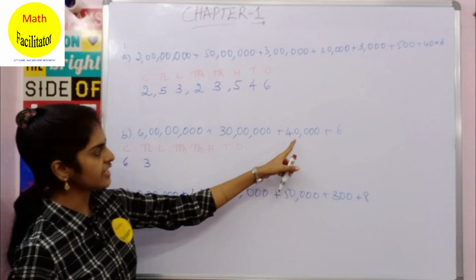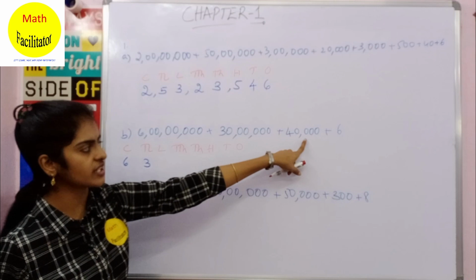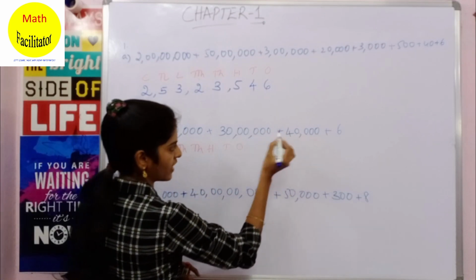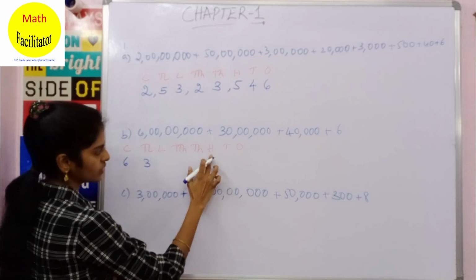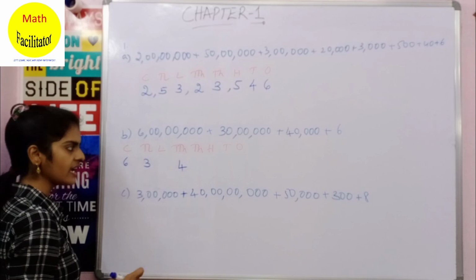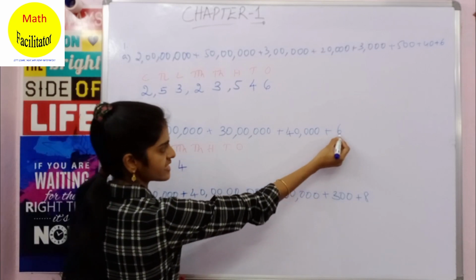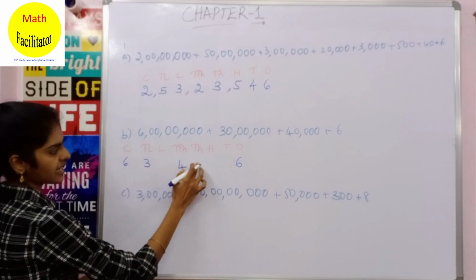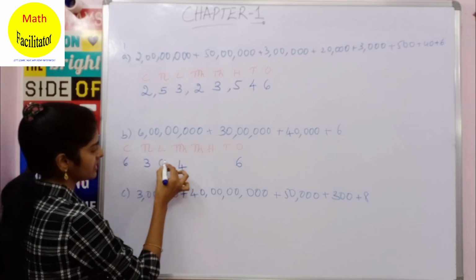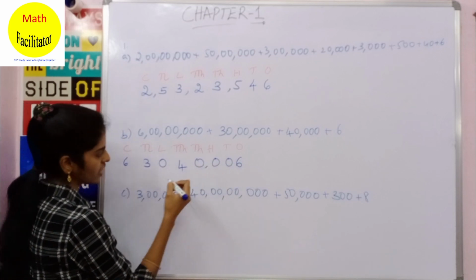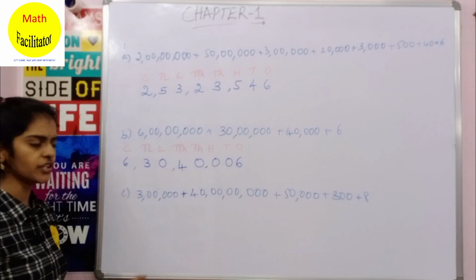And this is 40,000. If you are confused, you will count 1 2 3 4 5. So from here 1 2 3 4 5, here you will write 4. Now you have 6. 6 is ones place. It is very simple. Now all other places you have gaps here, so you will fill it with zeros. And commas: before 1000, before lakh, before crore you will write commas.